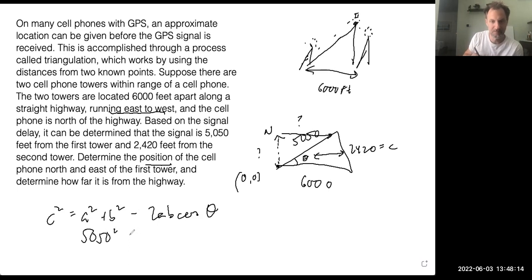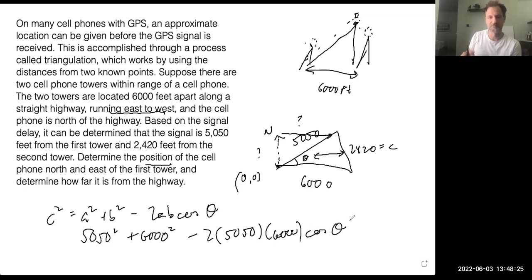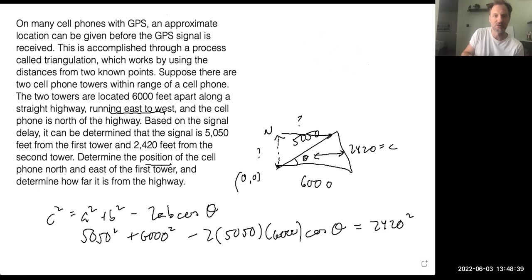5050 squared plus 6,000 squared minus 2 times 5050 times 6,000 times cosine theta equals 24,200 squared. A lot of times I see students having problems with the order of operations here. Just be clear that you can certainly put together the a squared plus b squared part, but this part is multiplying cosine theta, so it's going to become the coefficient of cosine theta. I can't combine it.